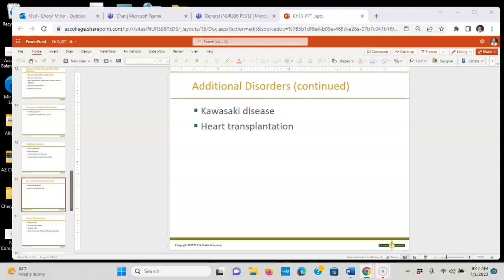WBCs up, extreme irritability, cardiac involvement. There's your symptoms. If I were a betting woman, I would probably think that would be on the test as a fill in the blank.